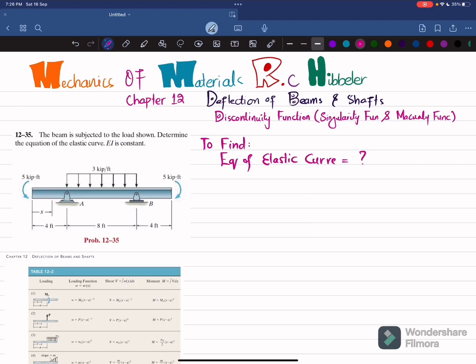So let's start with the solution. The first step is that if you remove this pin support at A, you will have a reaction force. Let this reaction force be Ra. And if you remove this pin support at point B, you will have a reaction force. Let this be Rb. So we have Ra and Rb, and we'll find them by using the equations of equilibrium.